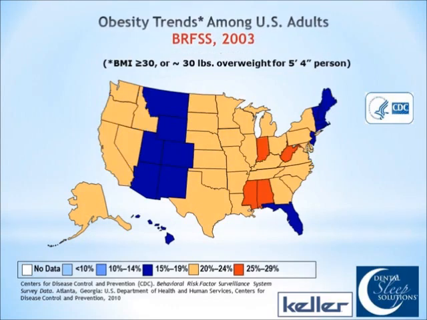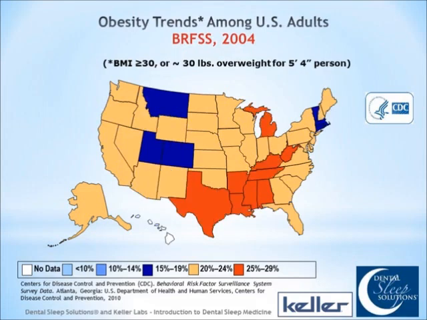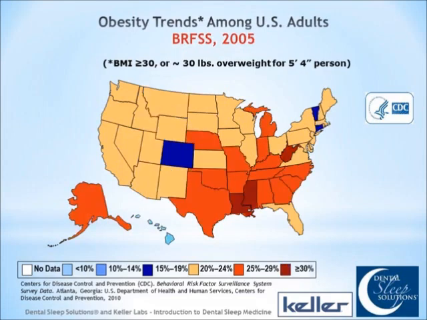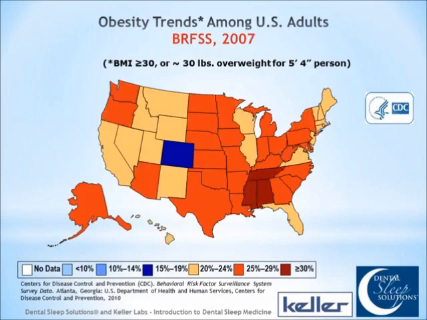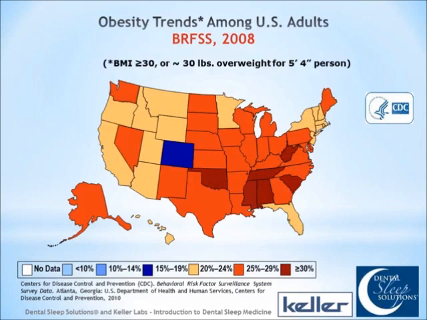2003, 2004. Texas catches up there. There you go, Rich. 2005. Over 30 now. 30 or over. New category. 2006. Every time I see this, it just overwhelms me. 2007. 2008. There's no light blue left. Remember when we started? There was light blue and maybe some no data. There's literally no light blue left.